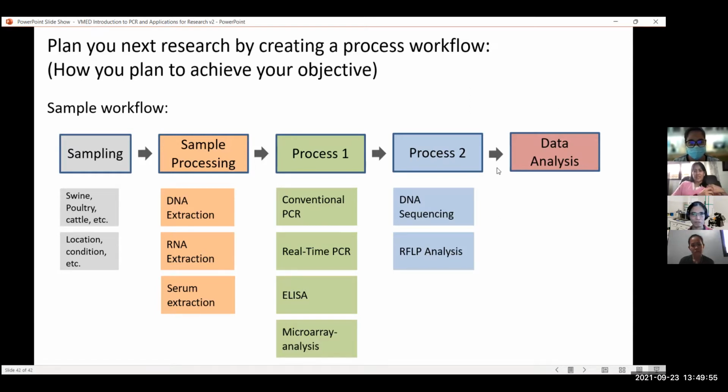The point of this diagram is there are a lot of combinations of protocols that you can do, and that would depend on your study. What do you want to do? And also on your budget and how much time do you have. So what's important is you know your objective and you know what are the tools and protocols that are available to you in order to achieve your objective.